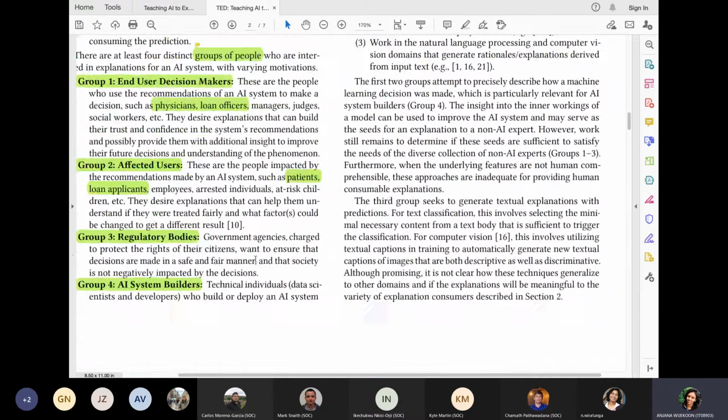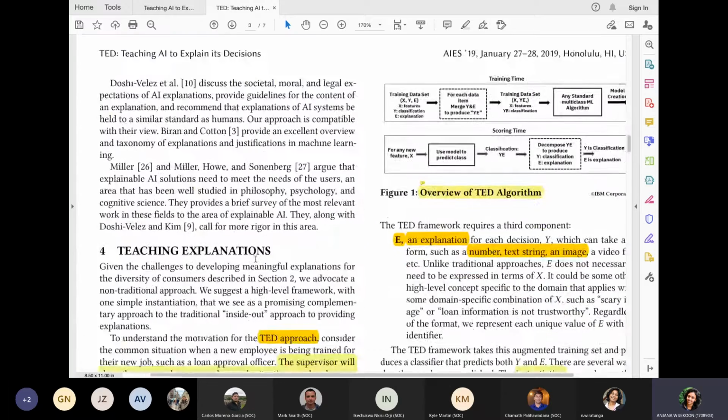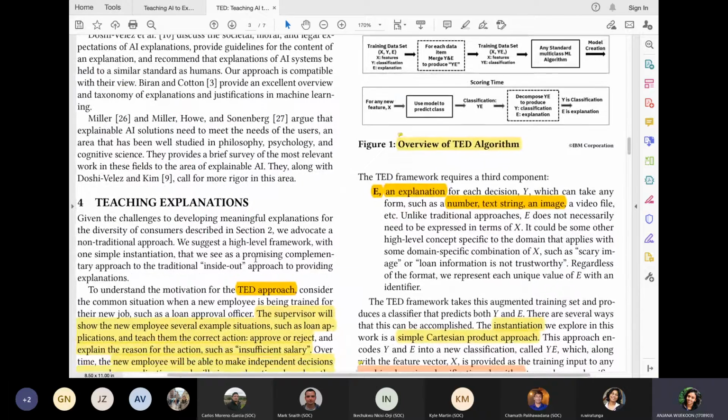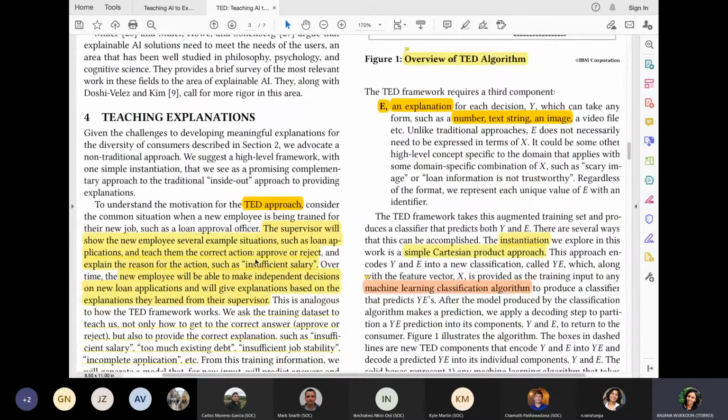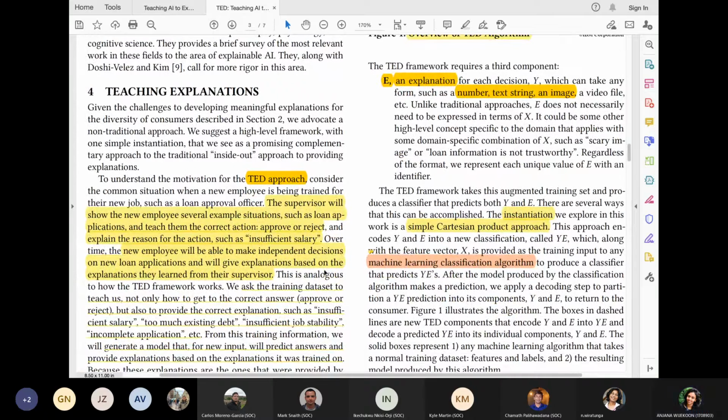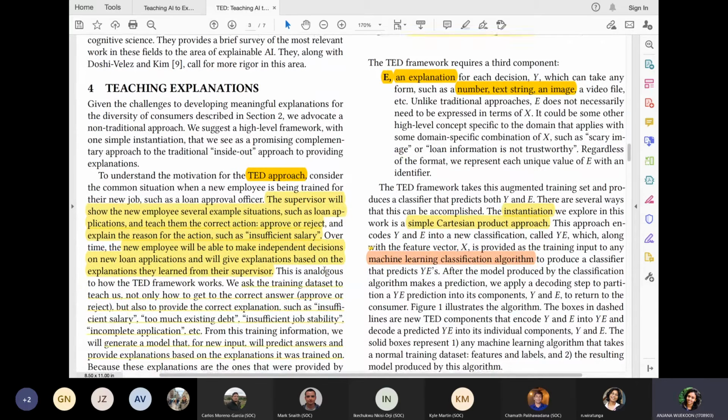And I'm going to skip the related work. I didn't feel like it's very critical or extensive. It's something we haven't seen before. So I'll jump on to the explanation, the framework, the TED approach, as they say.